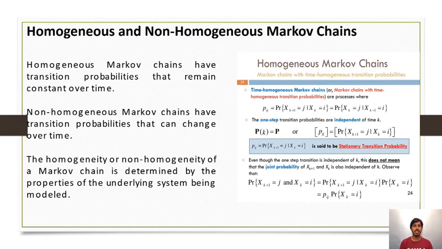Homogeneous and non-homogeneous Markov chains. Homogeneous Markov chains have transition probabilities that remain constant over time. Non-homogeneous Markov chains have transition probabilities that can change over time. The homogeneity or non-homogeneity of a Markov chain is determined by the properties of the underlying system being modeled.